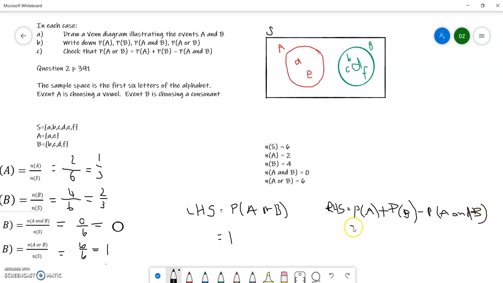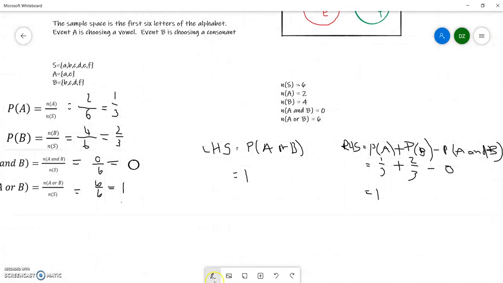And now I substitute in what I calculated those probabilities to be. So probability of A I calculated as a third. Probability of B I calculated as 2/3. And the probability of A and B I calculated as 0. So 1/3 plus 2/3 is 1, and 1 minus 0 is 1. And therefore I can say left-hand side is equal to right-hand side.